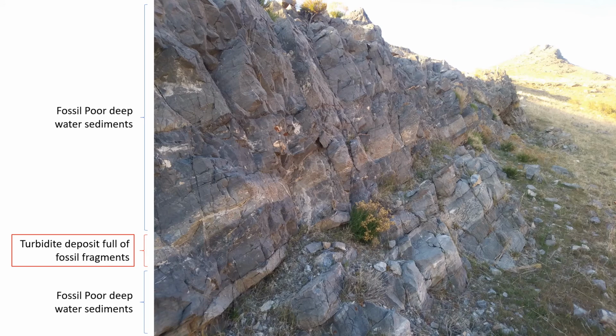If we look at a longer section of the exposure, we see that both above and below, there is a darker limestone that does not have very many fossils in it. And then we have that lighter band that is very fossil rich, that is mainly just fragments of corals and other fossils from organisms that lived in the shallows that washed down. So that lighter band is our potential turbidite deposit. Again, a submarine landslide.